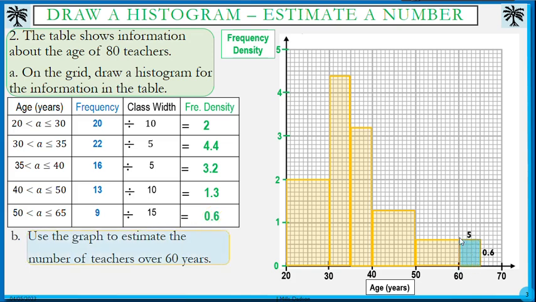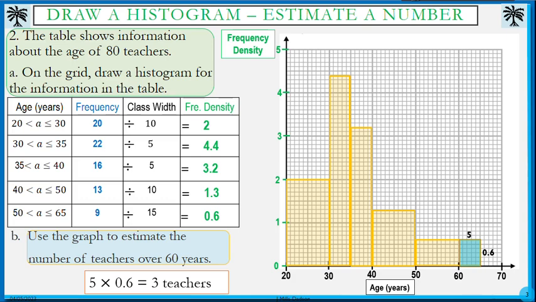Now the width of this is 5 and the height is 0.6. So to estimate, we're just looking for the area of this small bit. 5 times 0.6, and that will give us 3 teachers. So the estimate of teachers over 60 years is 3 teachers.